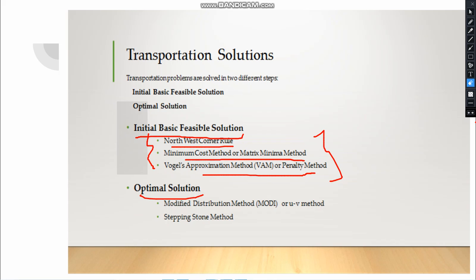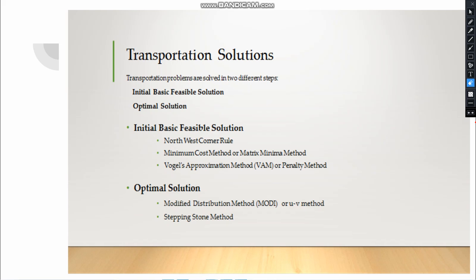Okay, so after finding the initial basic feasible solution, we have to move on to find the optimal solution. So this is a very important method: the modified distribution method, MODI method, or UV method. You will see that we will be using some constraints called u and v. This is why it is also called the UV method.